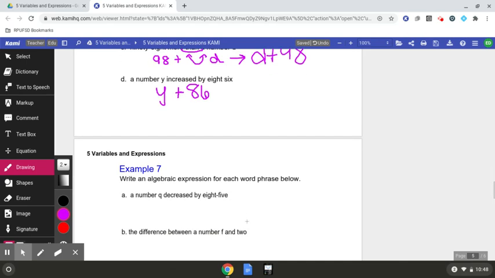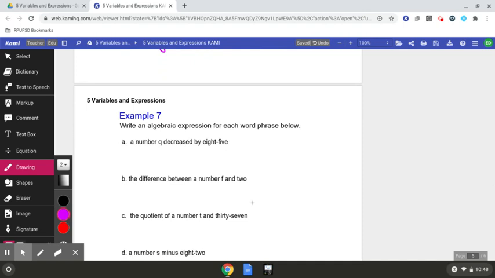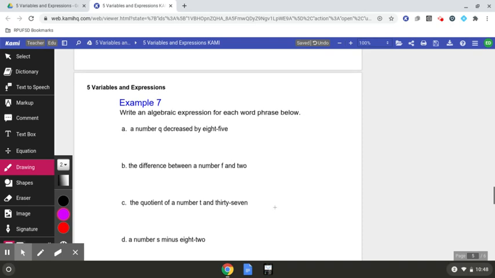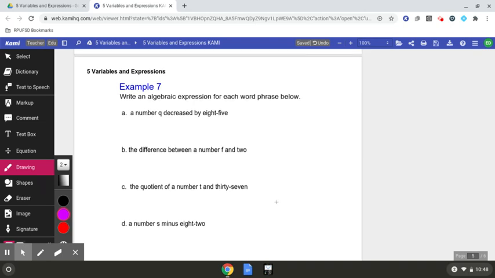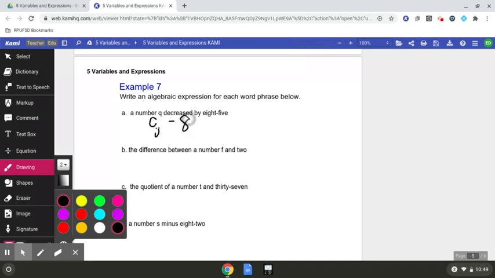Okay, example 7. Same thing. Again, pause the video, try it, check your work, see if you're getting them correct. So example 7 says a number Q decreased means to subtract 85. The difference, which means to subtract between a number F and 2. So F minus 2.